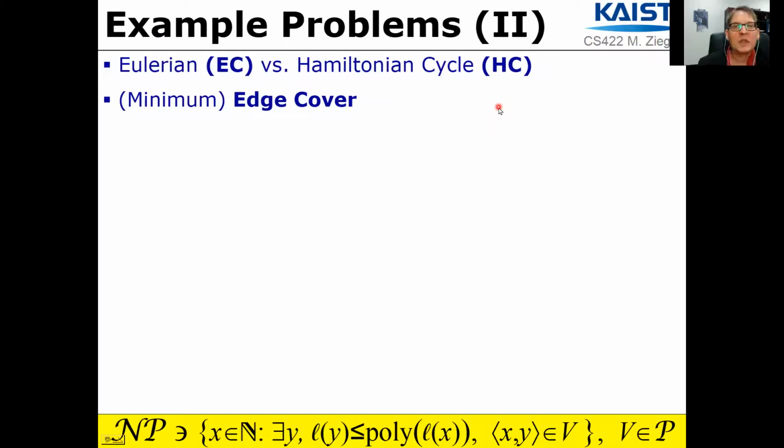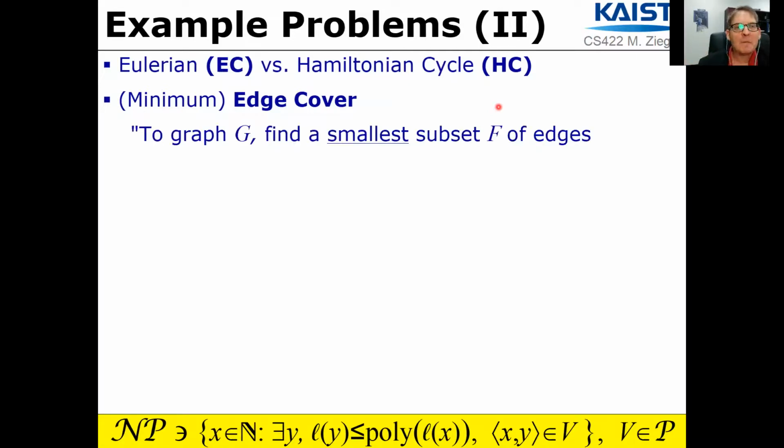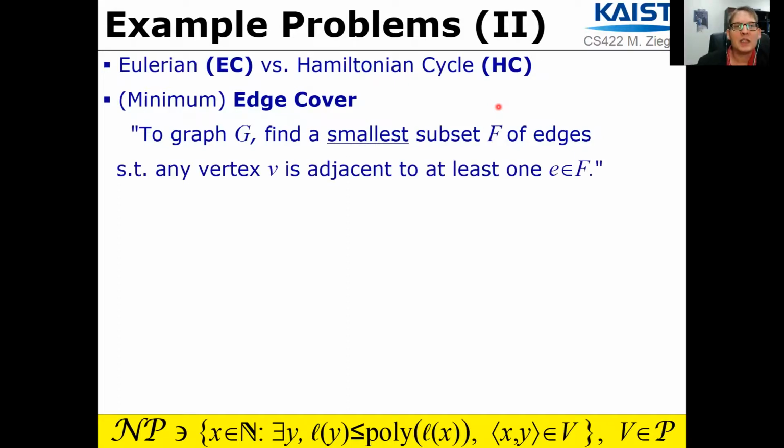Next, we're going to look at edge cover versus vertex cover, which are two other decision problems. The edge cover problem can be informally described as the following question, as an optimization, namely as a minimization problem. Given a graph, find a smallest subset of edges such that any vertex is adjacent to at least one of the edges in the smaller subset.